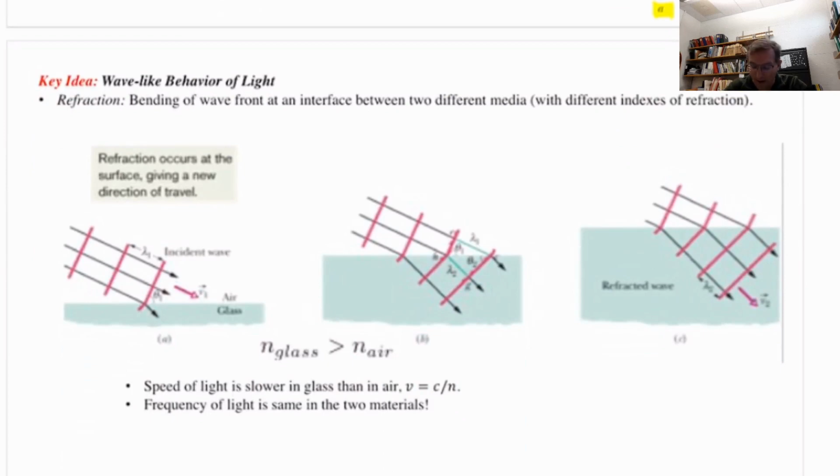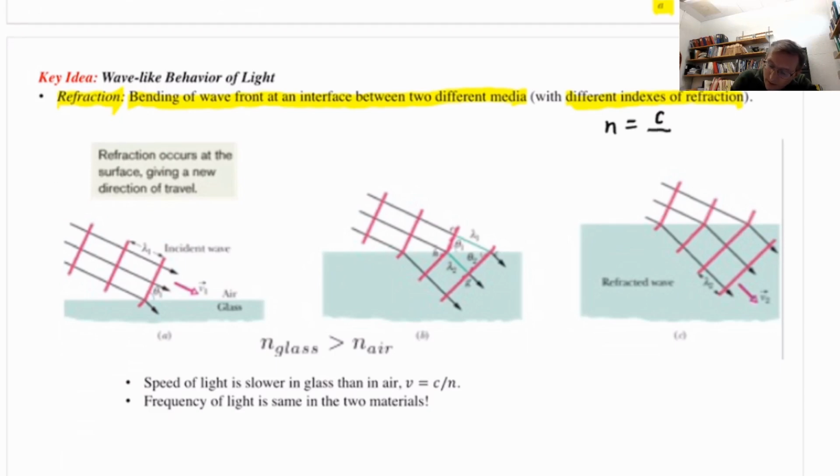You can use that model to help you prove, for example, the law of refraction and some other interesting behaviors. So let me talk briefly about that. Remember what refraction is. It's the bending of a wavefront at the interface between two different media, materials. And by different, we mean that they have different indexes of refraction. Remember that? N, the index of refraction of a medium or material, is the speed of light in vacuum, c, divided by the speed of light in that material, denoted v.